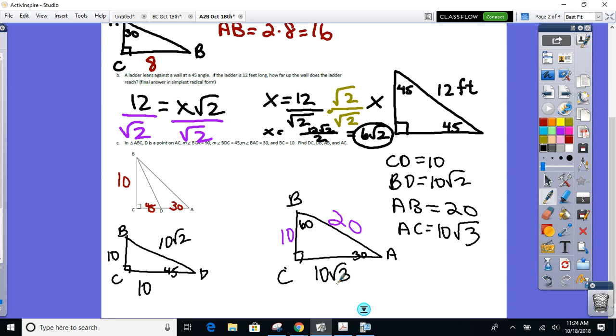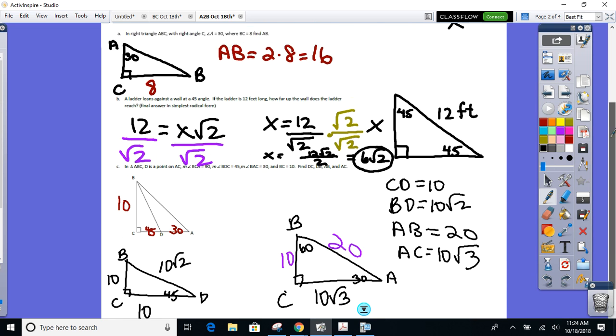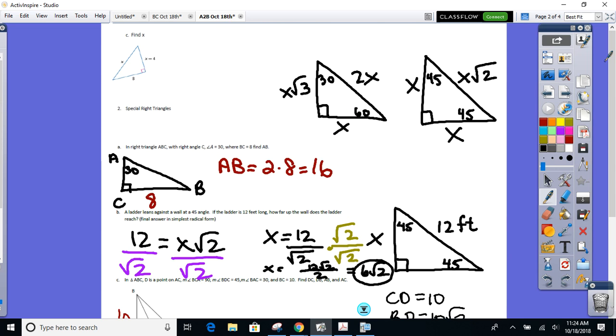Anything here? Yep. Which 3? From the rule. Yep. Always. If you know the side across from 30, you multiply it by radical 3 to get to the side across from 60. Every time. It's always radical 3, not going to be radical 10 or anything else. Always radical 3, and you always double it to get to the hypotenuse.